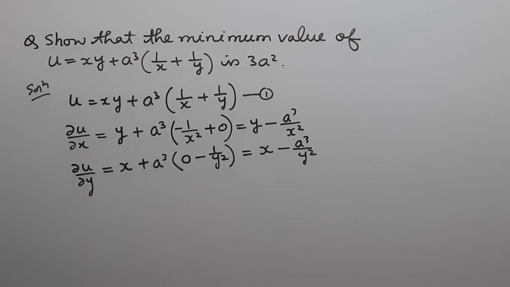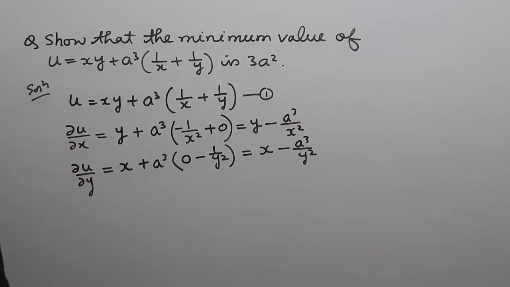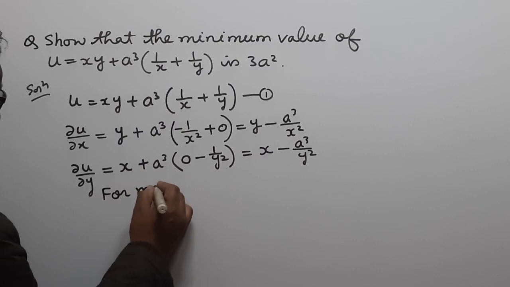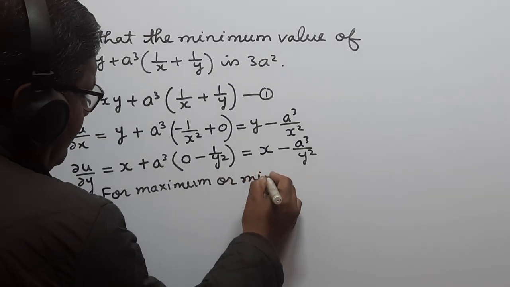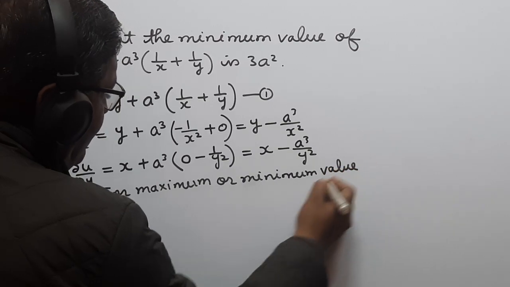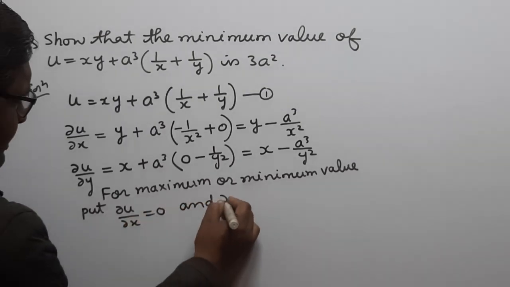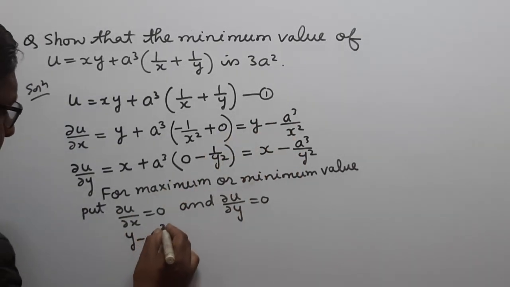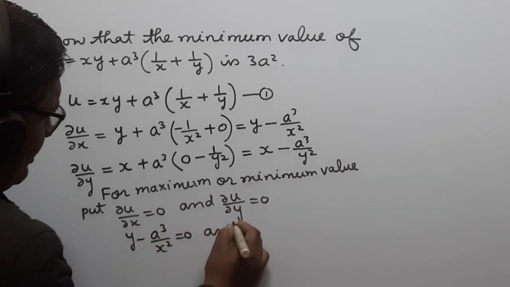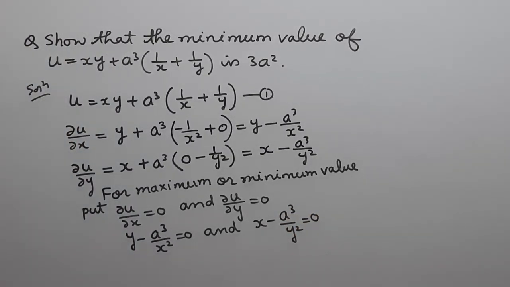For finding the maximum or minimum value, we put ∂u/∂x = 0 and ∂u/∂y = 0. So here ∂u/∂x is y − a³/x² = 0. Similarly, x − a³/y² = 0. Here we put the partial derivative ∂u/∂x equal to 0 and ∂u/∂y equal to 0.